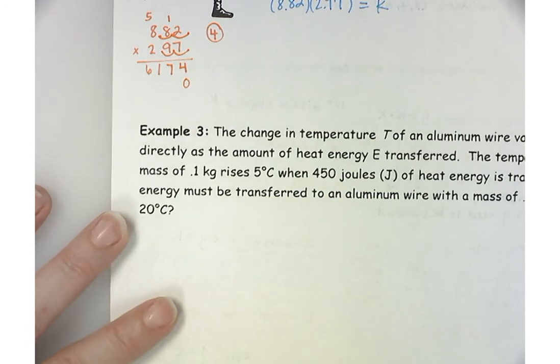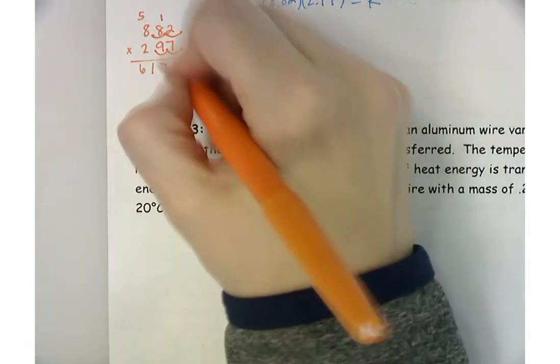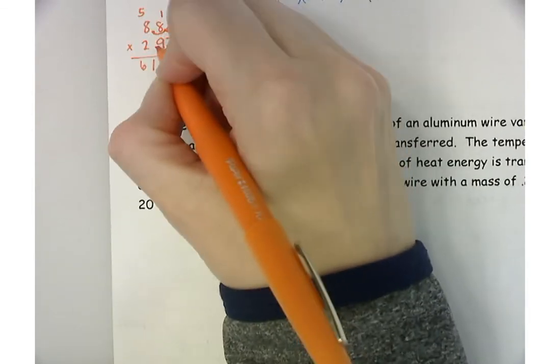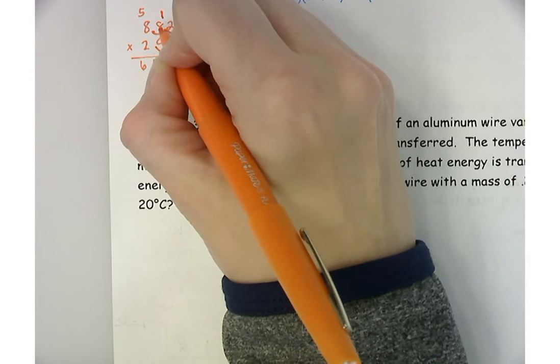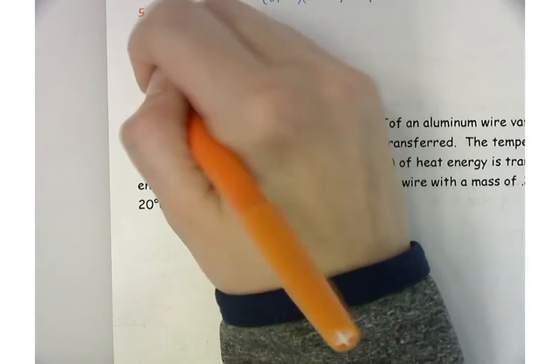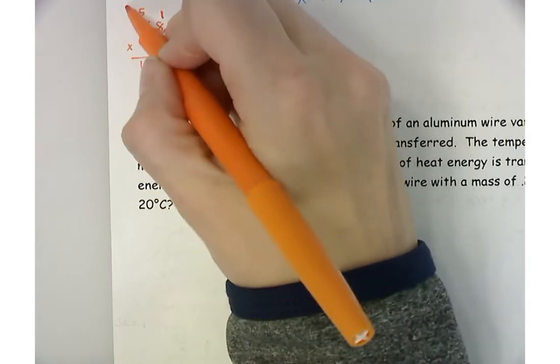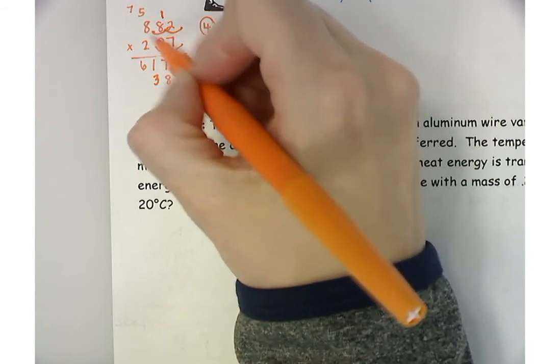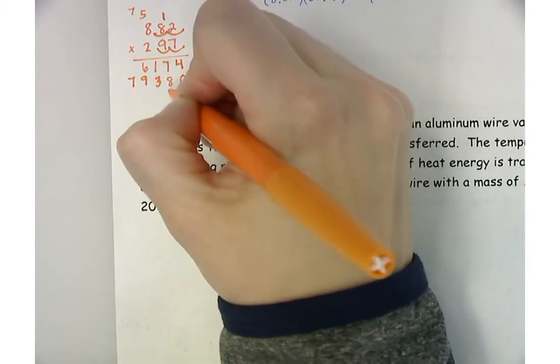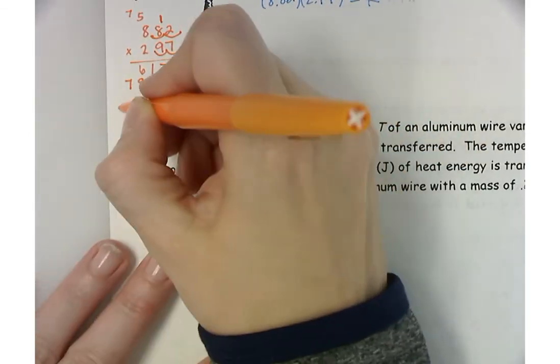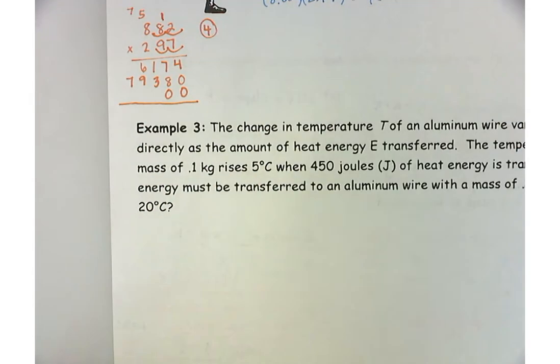2 times 2 is going to be 4. 2 times 8 is 16, carry the 1. 16 plus 1 is 17. And then we're just going to add straight down. Okay, and 7, 8, 9. This is 15. 15 plus 6 is 21. 9 and 7 is 16. And then you just have to move back 1, 2, 3, 4.